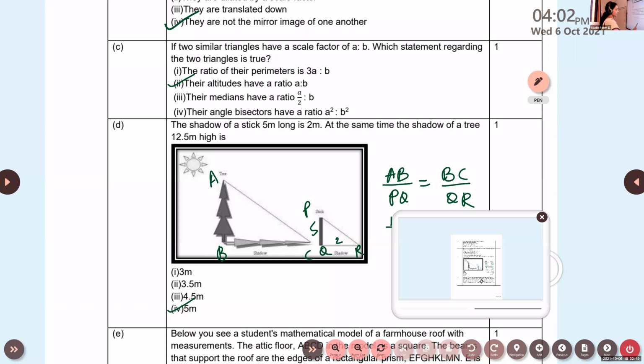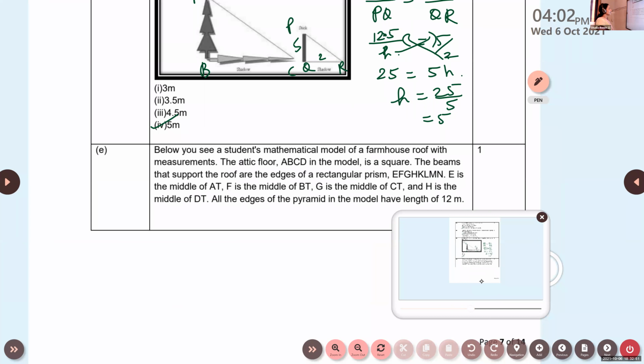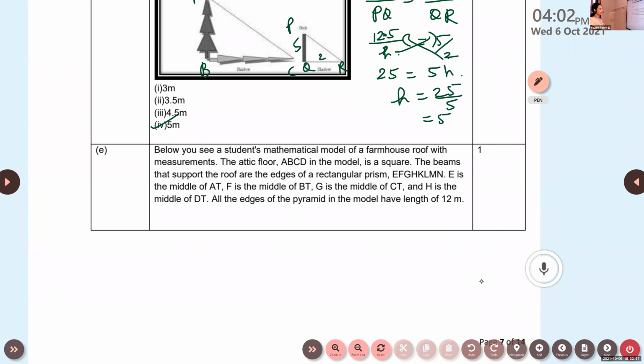Now look at the next one, children. Below, you see students' mathematical model of a farmhouse roof with the measurements. The attic floor ABCD in the model is a square. So ABCD is a square.